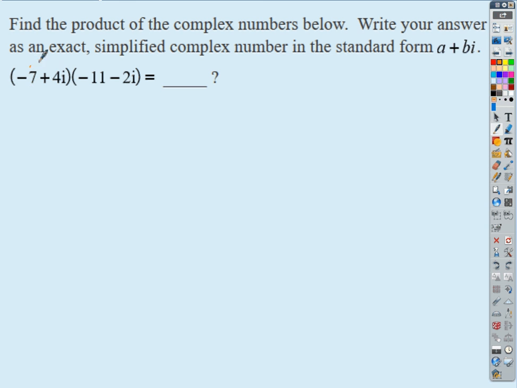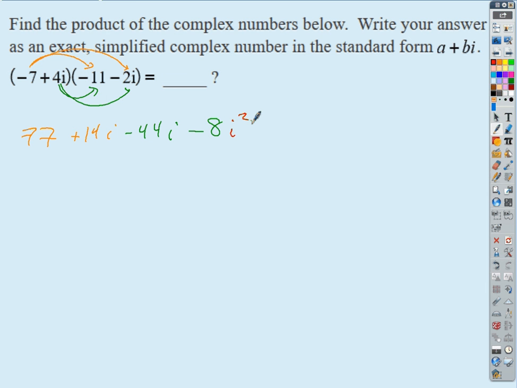So if I distribute the -7, what do I get? Positive 77 plus 14i. Okay. Let's distribute the 4i. Okay, negative 44i. Everybody agree? Just like those were x's, right?